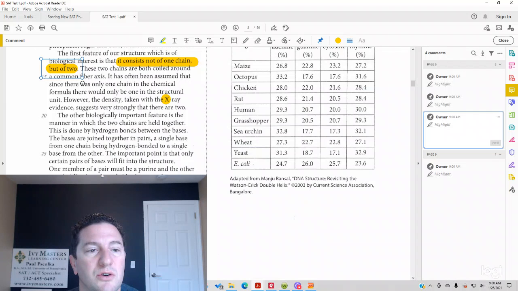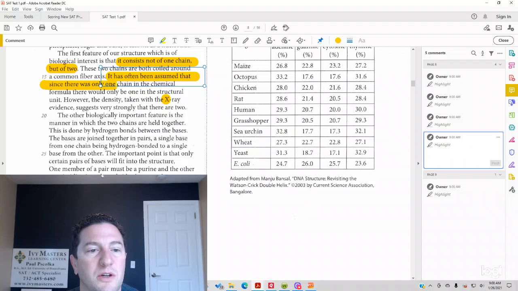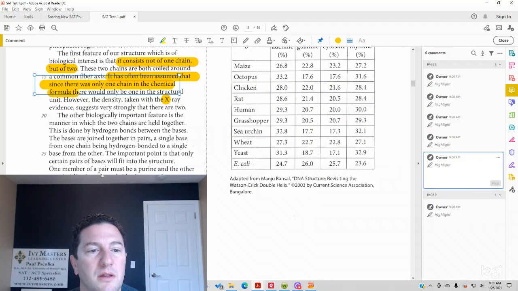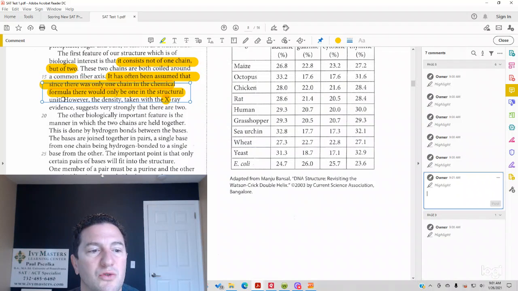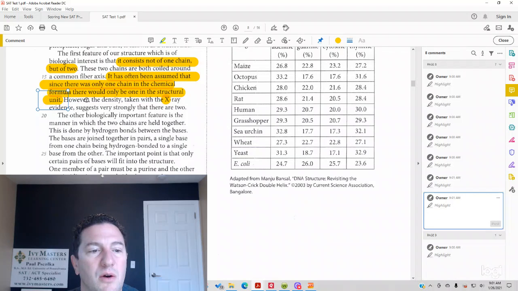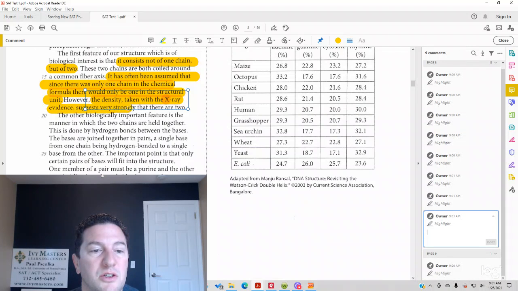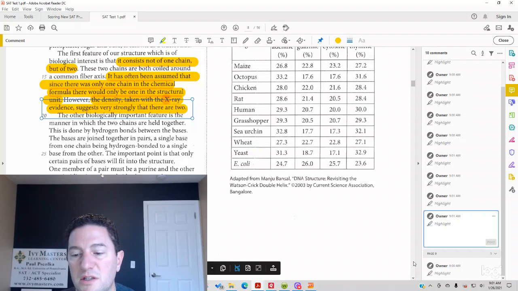It's often assumed that since there was only one chain in the chemical formula, there would only be one in the structural unit. However, so that seems like that's not the case. However, the density taken with the X-ray evidence suggests very strongly that there are two. So once again, density and X-ray evidence suggest that there are two chains.